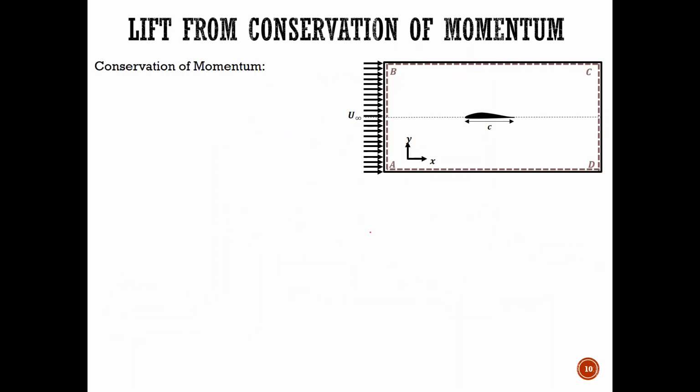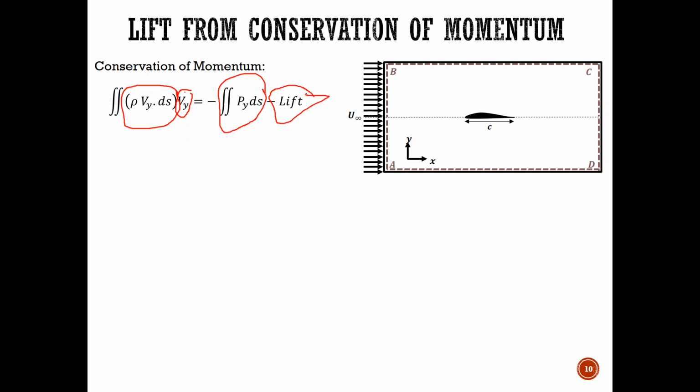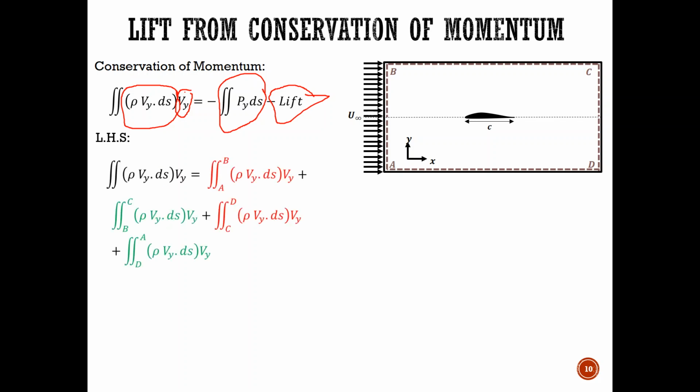Okay, now let's discuss how that can be achieved. Now, using conservation of momentum applied in the y-axis: rho Vy dS times Vy. This is the mass component, then this is the velocity component. Mass times velocity will give you momentum. And here you have the pressure component as well, and the lift that is acting on the airfoil, right? So on the left-hand side, let's break this into different constituents.